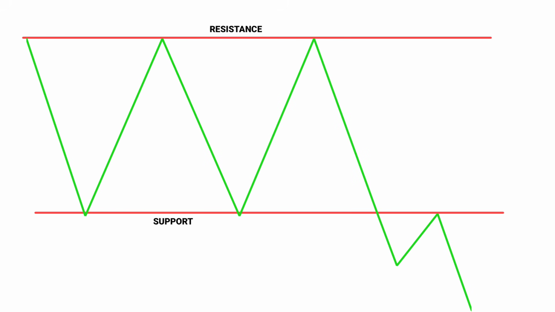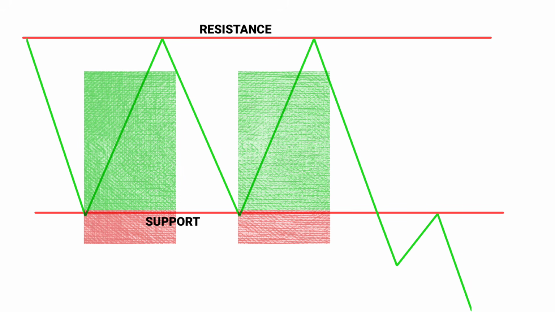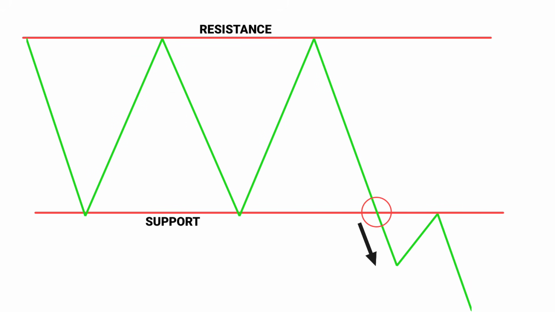Imagine price has been bouncing from a support level for weeks. Traders keep buying there, thinking it's safe. Then one day, the market smashes through it. Those buyers are now in a losing position. When price comes back up to that level, they're desperate to get out at break even, so they sell. And that selling turns the old support into a new resistance.